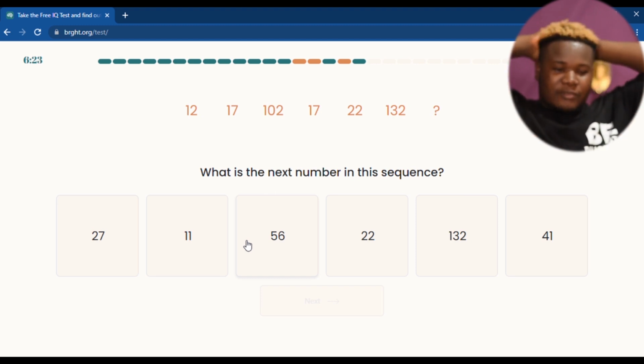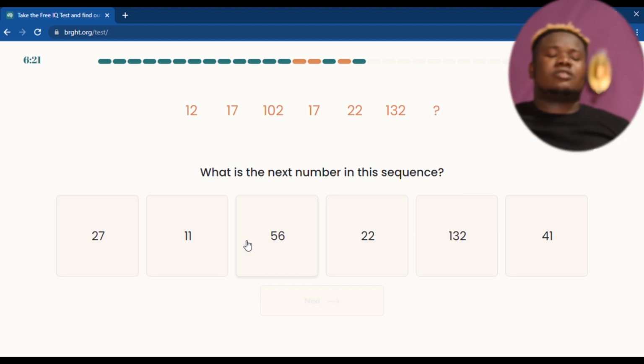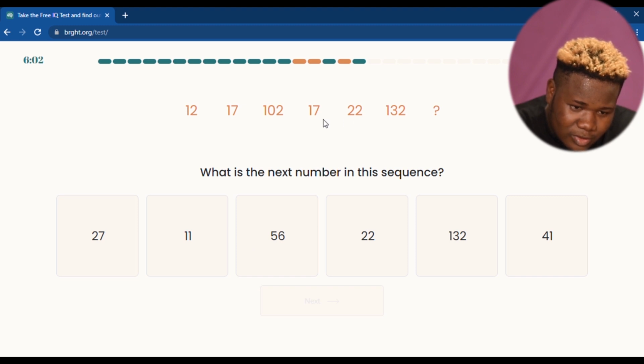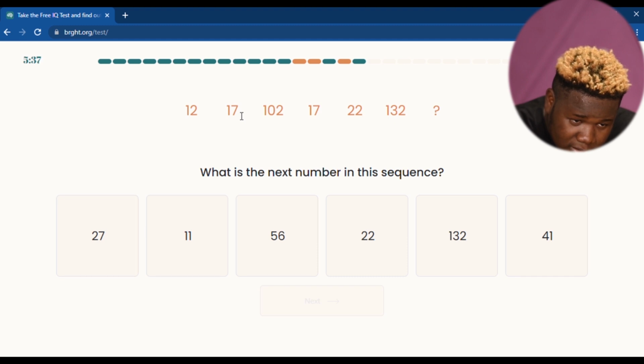Okay, 12, 17, 102, 17. What's going on? 22. What's this? 22 times 22. That's terrible logic. Is it 22 times 17? 2 times this is 14 already. 12, 17 minus 5 is 12. Then 22 minus this is 12 plus 5 is 17.